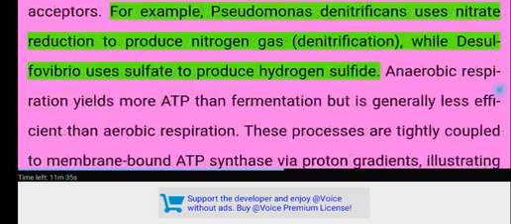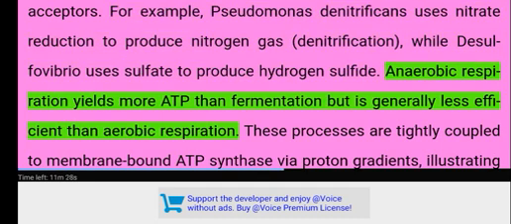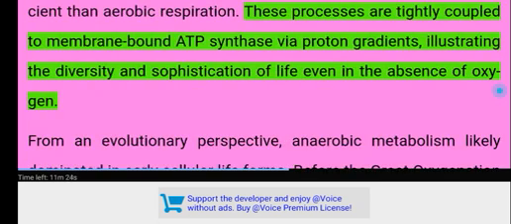For example, Pseudomonas denitrificans uses nitrate reduction to produce nitrogen gas, denitrification, while Desulfovibrio uses sulfate to produce hydrogen sulfide. Anaerobic respiration yields more ATP than fermentation but is generally less efficient than aerobic respiration. These processes are tightly coupled to membrane-bound ATP synthase via proton gradients, illustrating the diversity and sophistication of life even in the absence of oxygen.